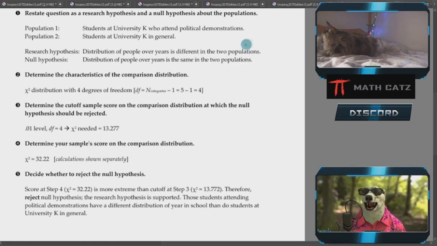So in this case, I guess I misspoke a little bit. I mean, the wording in the question could clarify exactly what we're looking at here. I think the issue initially was students who attend the political demonstration, are they distributed differently than the students in the university?